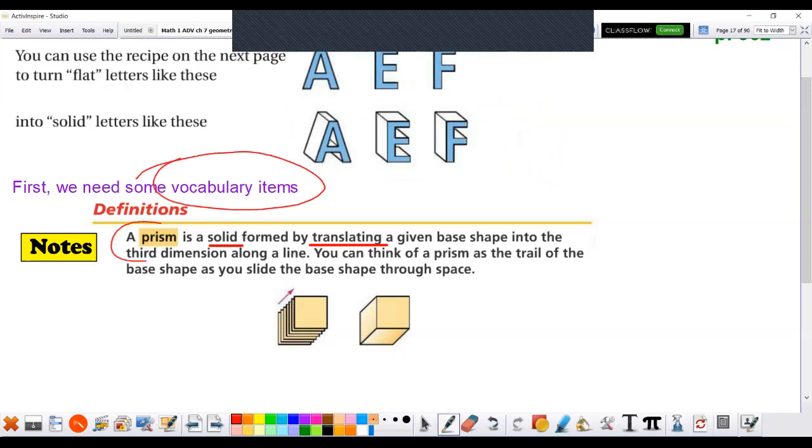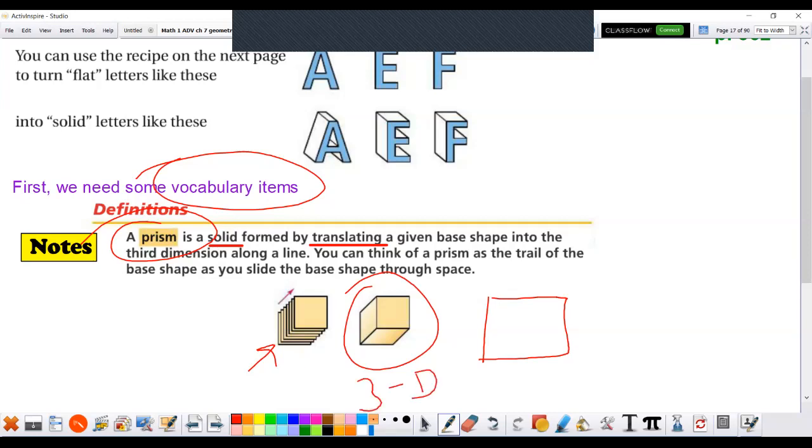Okay, so what is a prism? When you see this, don't call this a square. A square is something flat. But imagine if you stacked up a whole bunch of squares, then it would become three-dimensional. When you have a block shape that's 3D, we call it a prism.